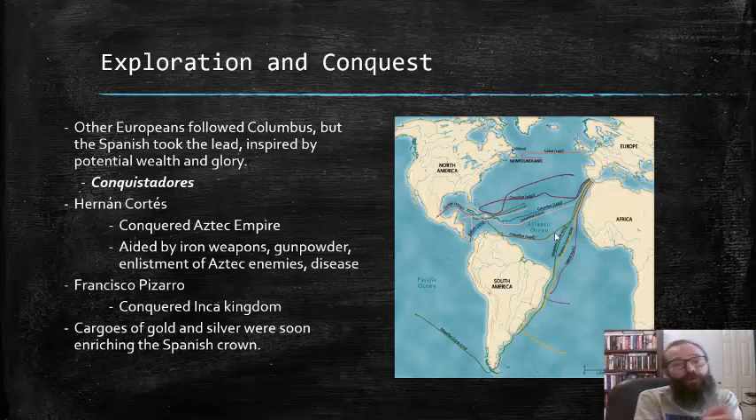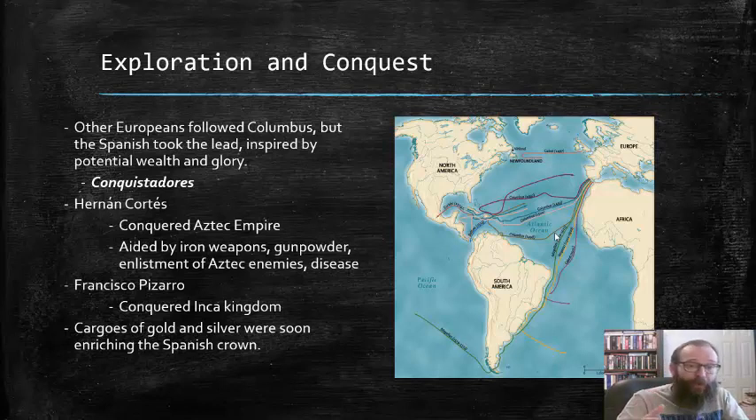So going to the New World and establishing a presence there, obtaining wealth and glory and gold and land was a way for these guys to gain more power and a little bit more authority. And these guys were known as conquistadores, and some of the most famous of these gentlemen included Hernan Cortez, who conquered the Aztec Empire in modern-day Mexico.